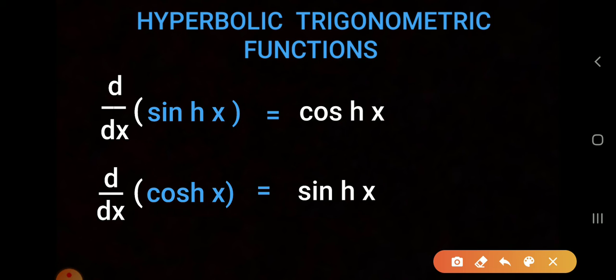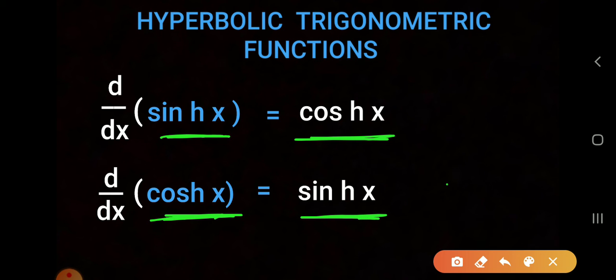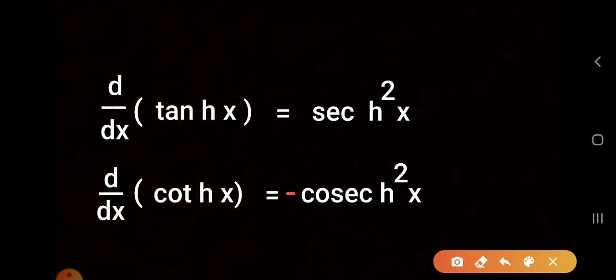So what are they? They are cot x, sec x, and cosec x. They have minus. So the derivative of sine hyperbolic x is nothing but cos hyperbolic x, and the derivative of cos hyperbolic x is just positive sine hyperbolic x. And the derivative of tan hyperbolic x is nothing but secant hyperbolic square x.